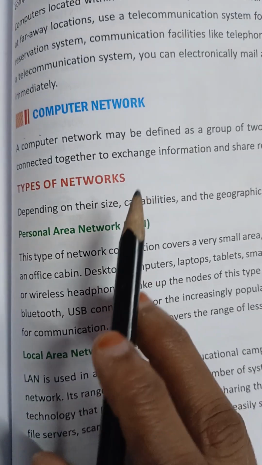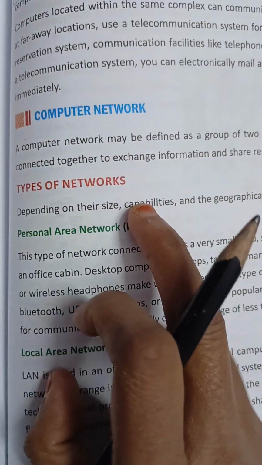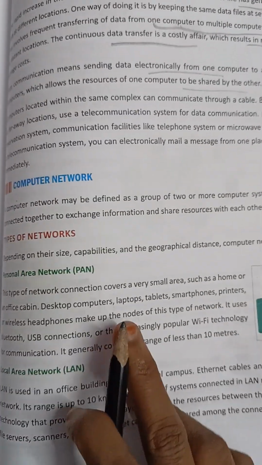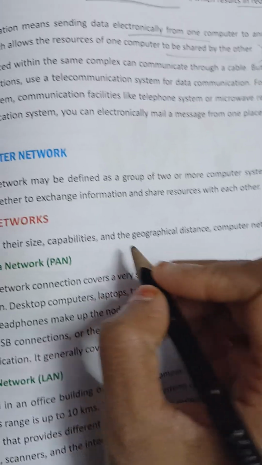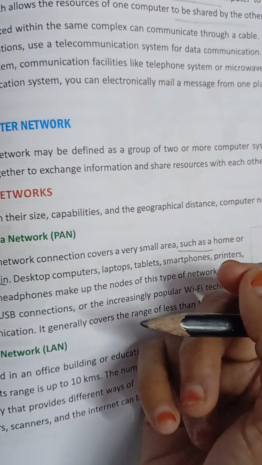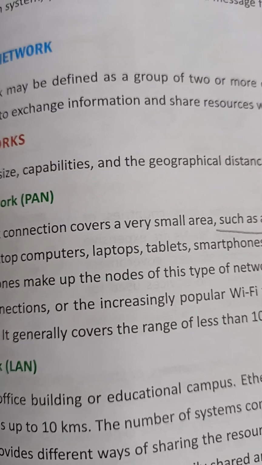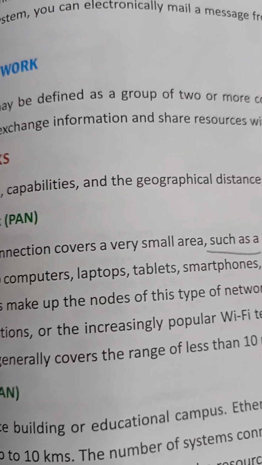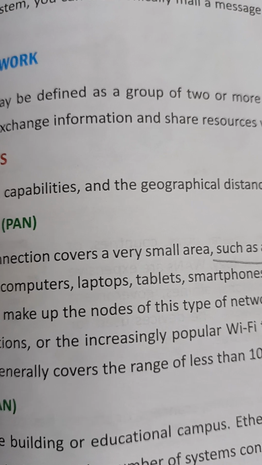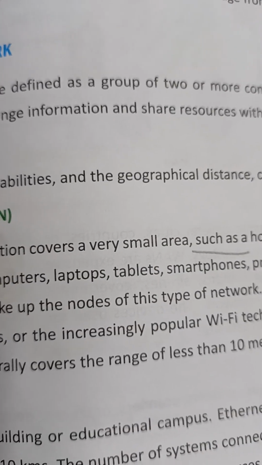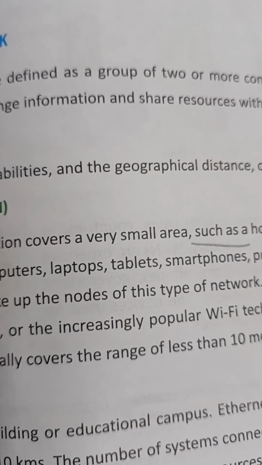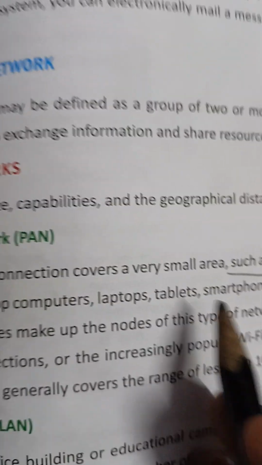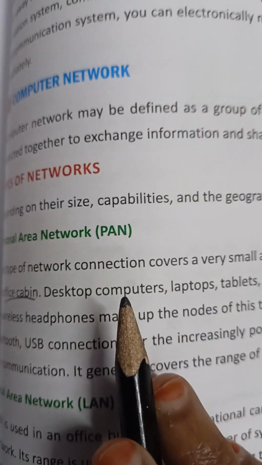The types of networks are, first, the personal area network. In a personal area network, the network connects a very small area, that may be your house or a small office or a cabin. The devices used here are desktops, tablets, and smartphones. You will use your mobile phone, and in that mobile phone you will connect to the internet. That comes under a personal area network.